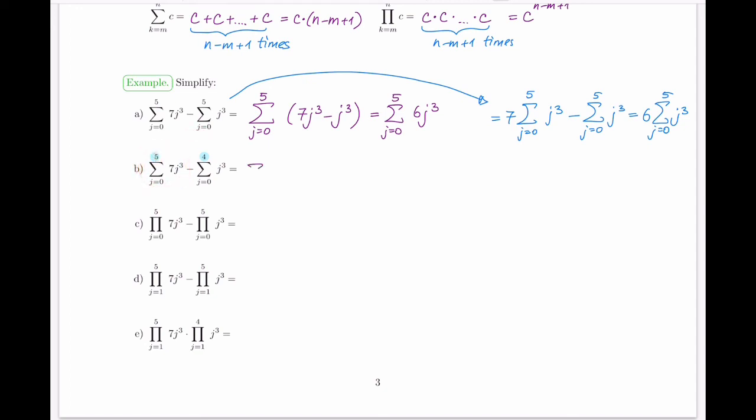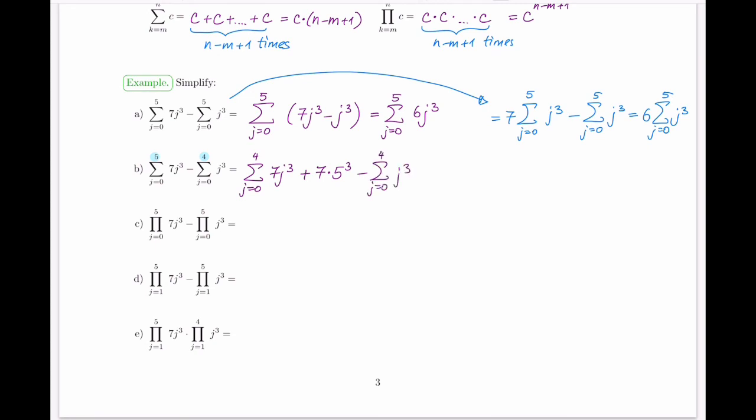So my sum will become from 0 to 4 of 7j cubed, but I've separated the last term, so I still have to include it. So if I plug 5 in here, I'm going to get 7 times 5 cubed. And that is the last term of this summation that I'm now separating out. And then I'm going to keep my second sum as is.